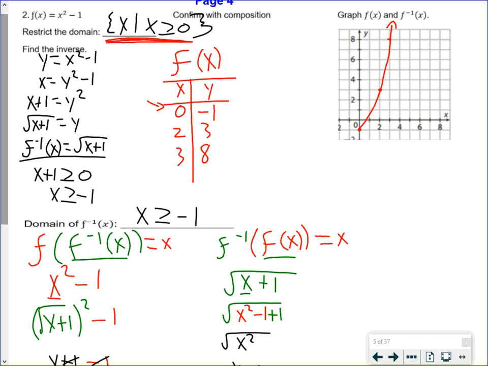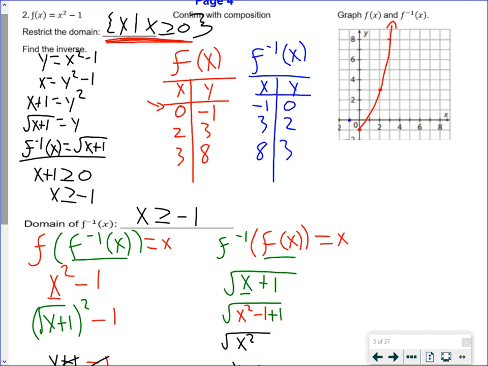And now for our f inverse function, all we're going to do is flip our x's and our y's from our f of x table. So we have 0, negative 1 for our first point for our f of x table. That now becomes negative 1, 0. 2, 3 becomes 3, 2. And 3, 8 becomes 8, 3. Just flip the x's and the y's. So for our f inverse, we get negative 1, 0. It'll be right there. 3, 2. And 8, 3. So we get a very steep square root function.